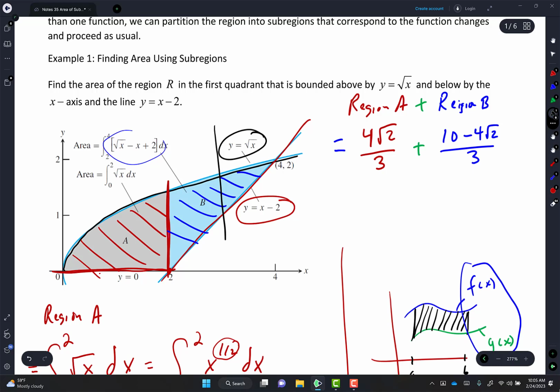Everything's over 3. What's going to cancel out? 4 square root of 2's cancel out. And I just have what? 10 over 3 is my answer to all that work. And that's it. That's the area between f of x and g of x, or that's the area of A and B.